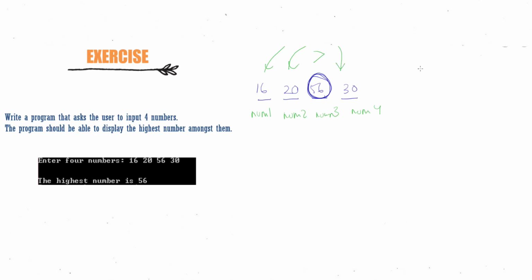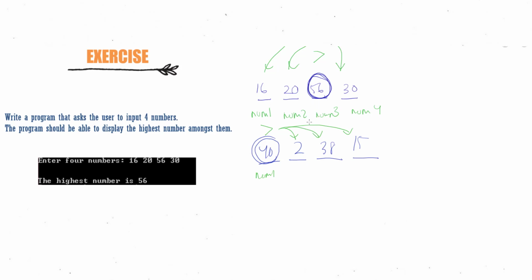If I give you another example, let's say I put in 40, 2, 38, and 15. Again, which one is the highest number? Of course it's this one. Why is this one the highest number? Because num1 here is bigger than num2, it is bigger than num3, and it is bigger than num4. That is how you determine if a number is the biggest number.